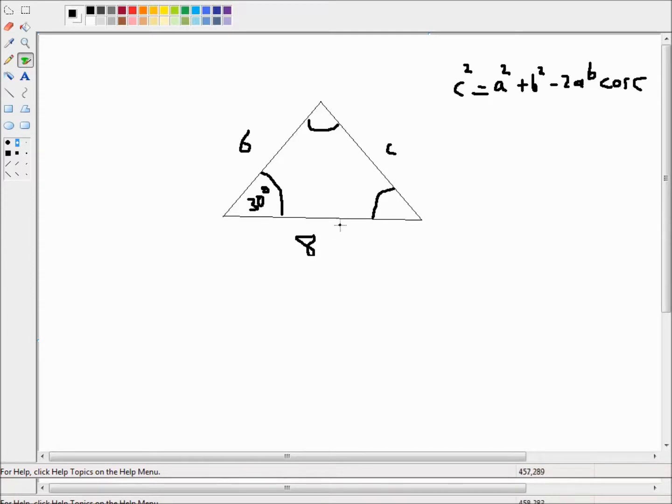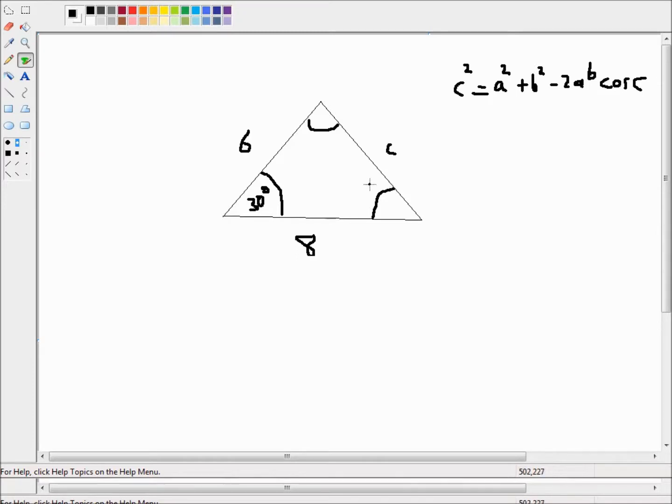Now we're given a triangle here, and we're given two lengths and the angle in between the two lengths. So we remember this is side angle side, so we know this triangle is solvable. But when you see a triangle and you're given two lengths and the angle in between the two lengths, that just screams cosine rule to you. So let's use this cosine rule and let's get this length C here.